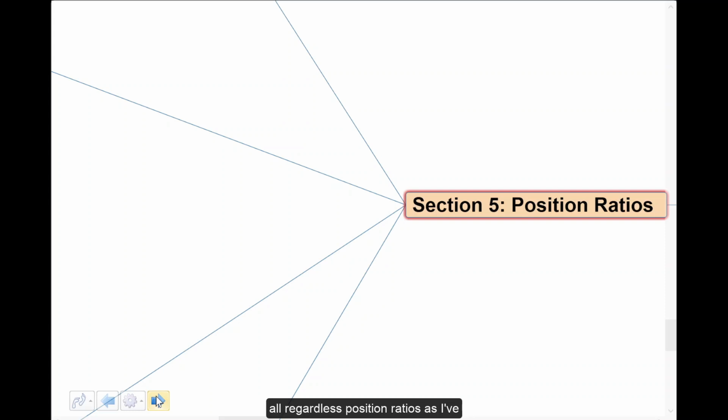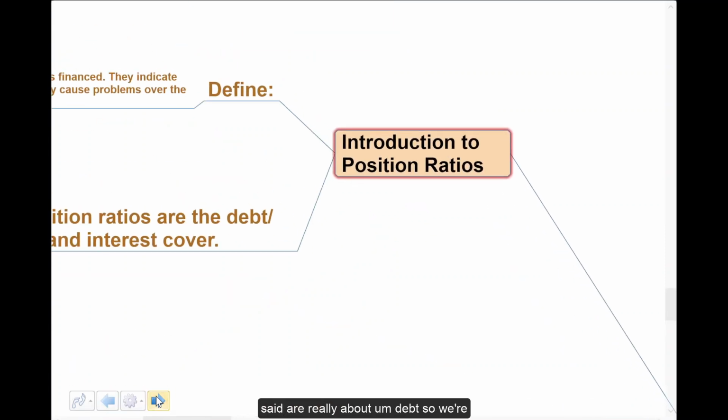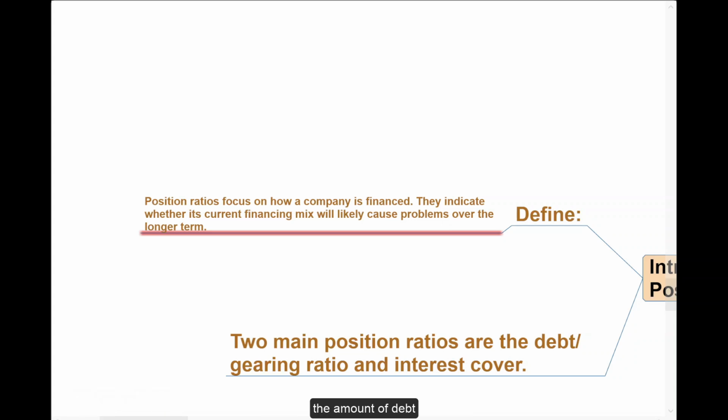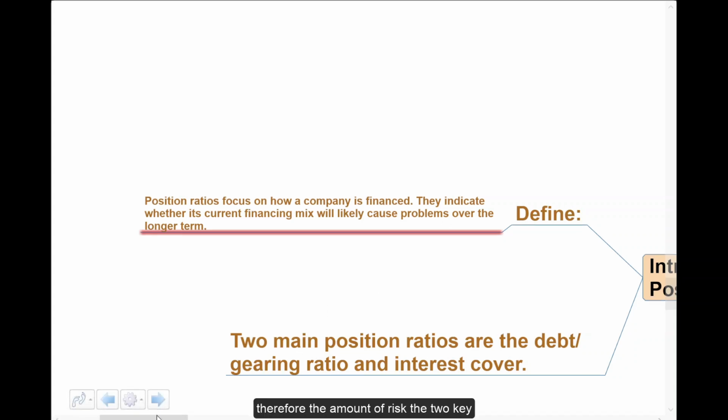Got to memorize them all regardless. Position ratios, as I've said, are really about debt. So we're really focused here on how a company is financed, and indeed whether or not the current financing mix may cause problems over the longer term. And this would normally be a reference to the amount of debt, therefore the amount of risk.